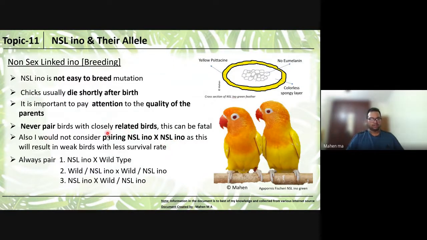So better not to pair INOs with INOs, and always pair using the below three combinations if you want to produce really good birds. For example, first pair it with a wild type to get a very good wild type split, and then you can combine the wild type splits to get a bird, or you can always use one INO bird and a split bird to produce a good bird.